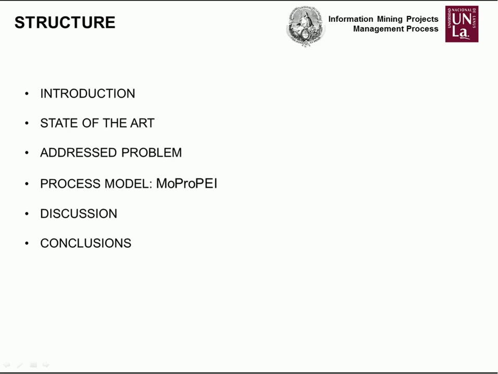The presentation is structured in 6 sections: Introduction, where we present some important definitions and events; State of the art, where we briefly describe the most relevant existing process models; Address problem, where we highlight the issues identified; Process model (MOPRP), where we present the general structure of the proposed solution; Discussion, where we make a comparison between the proposed solution and existing approaches; Conclusion, where we summarize the results obtained and propose future work.